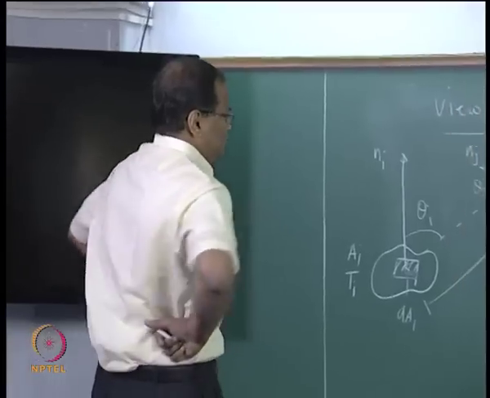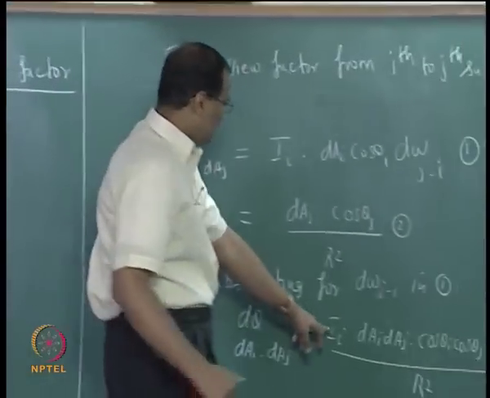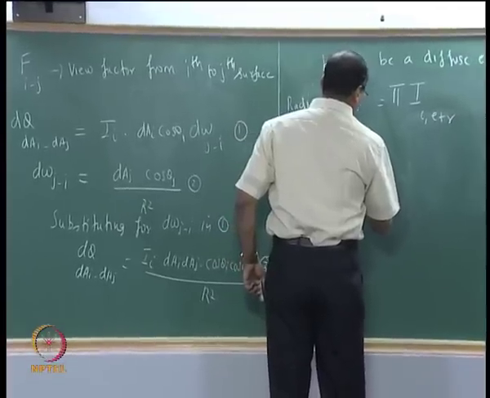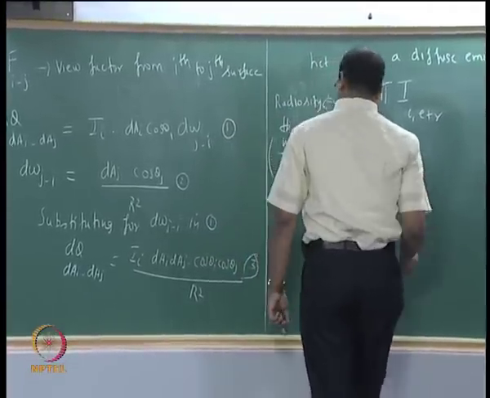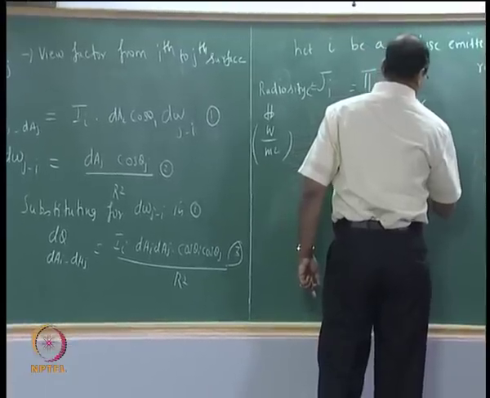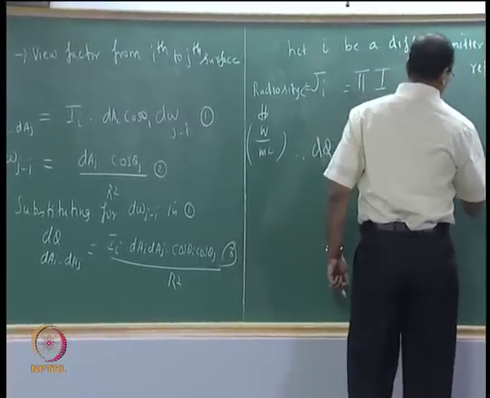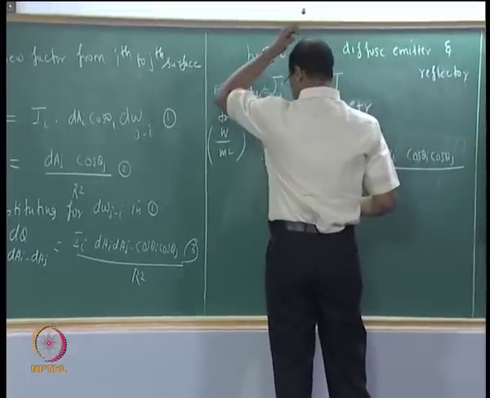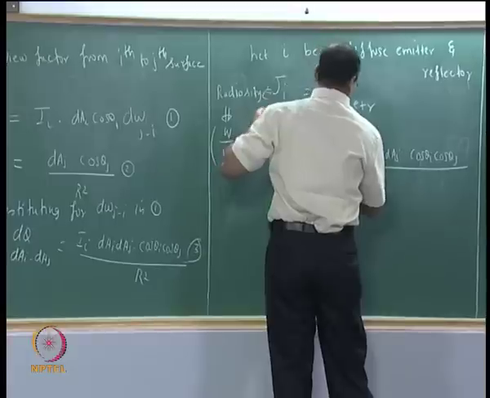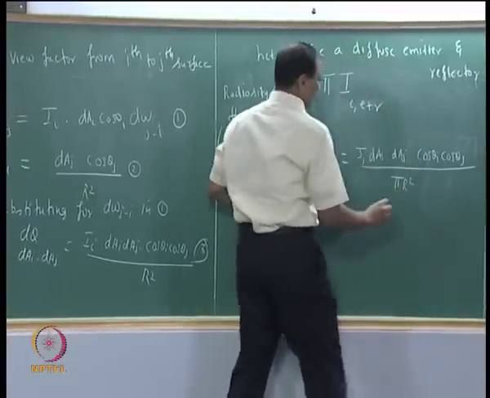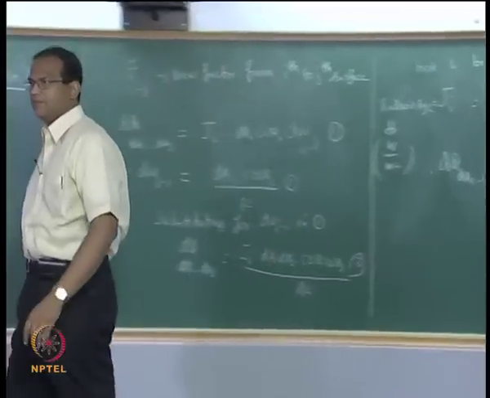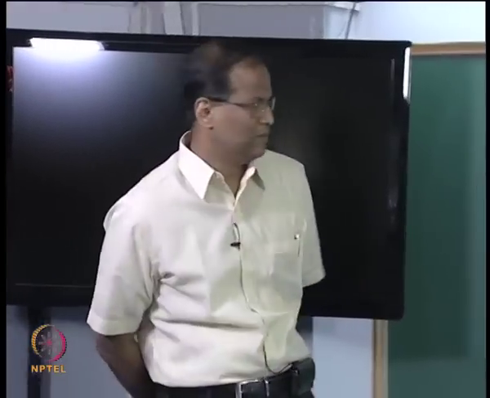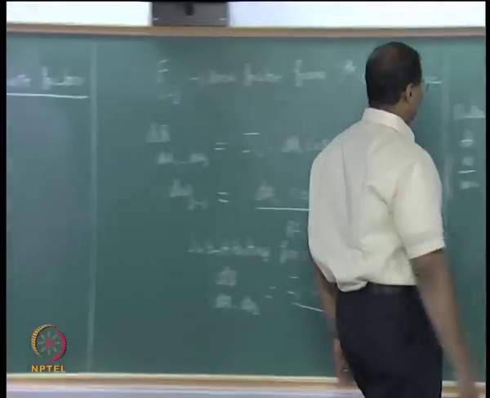Okay, now can I convert the I to J? I think it is fine, right? Is it fine? Okay. Let us assign a number 4 to this.